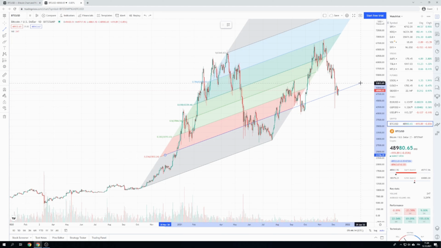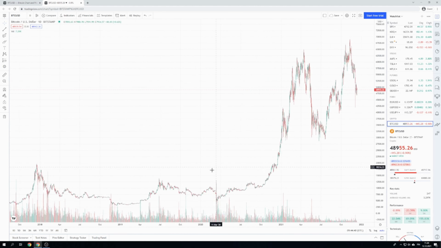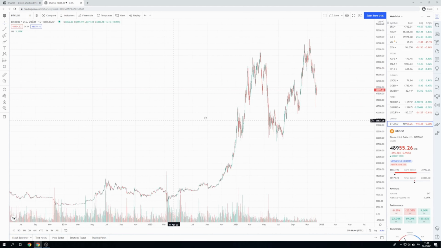You see, for example, from here we are actually getting some support from this level, and this one acted as a resistance as well as in here. But as you might know, when you go through the resistance, it actually turns into support. So let's see if we can get up here in the future. But let's take the actual dive into the past of Bitcoin.